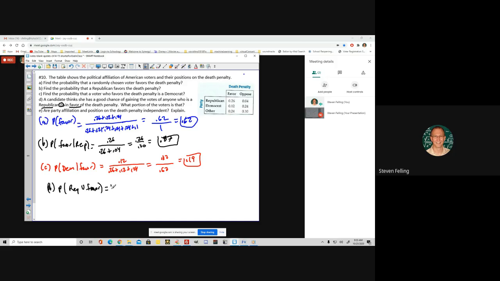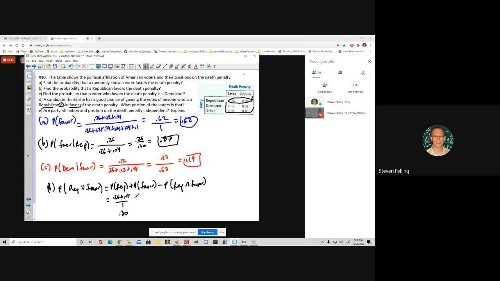So that would be the probability that somebody is a Republican plus the probability that they favor the death penalty, but minus the probability that they're both at the same time Republican and favor the death penalty, because we don't want to count those people twice. So the probability of being a Republican would be the Republicans out of the total, right? So that's going to be 0.26 plus 0.04 out of the entire amount, right? Which turns out to be 30%.